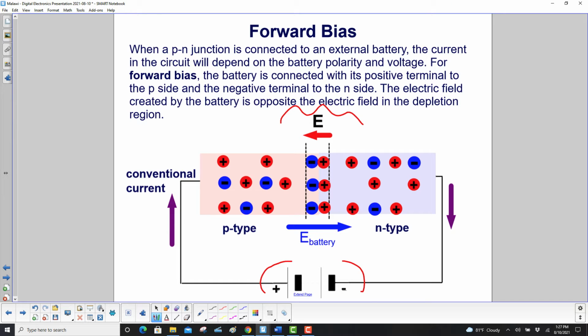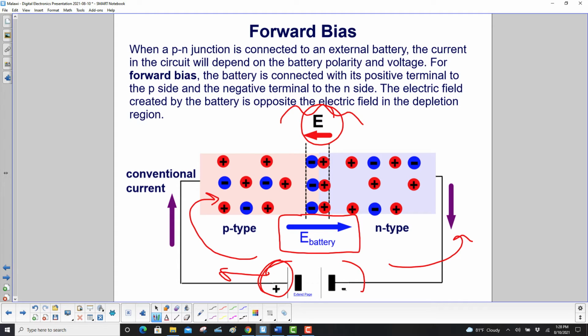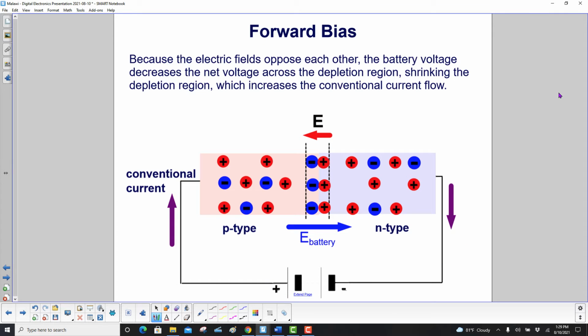When a p-n junction is connected to an external battery, here's our battery down here, here's our p-n junction, the current in the circuit will depend on the battery polarity and voltage. For forward bias, the battery is connected with its positive terminal to the p side, and the negative terminal to the n side. The electric field created by the battery, which is in this direction coming out of the battery, and in this direction across the depletion region, is opposite the electric field that was created in the depletion region. Because the electric fields oppose each other, the battery voltage decreases the net voltage across the depletion region.